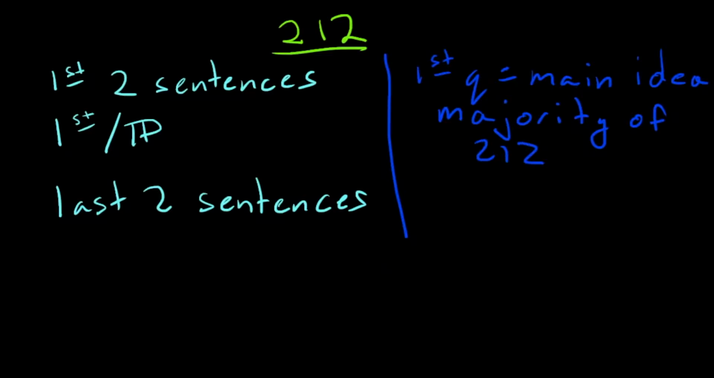So if it's something that they spend a lot of time on in a paragraph, but it doesn't come up in any of the other paragraphs, that means it is not the main idea. You want to use something that comes up in the majority of these 2-1-2 sentences.